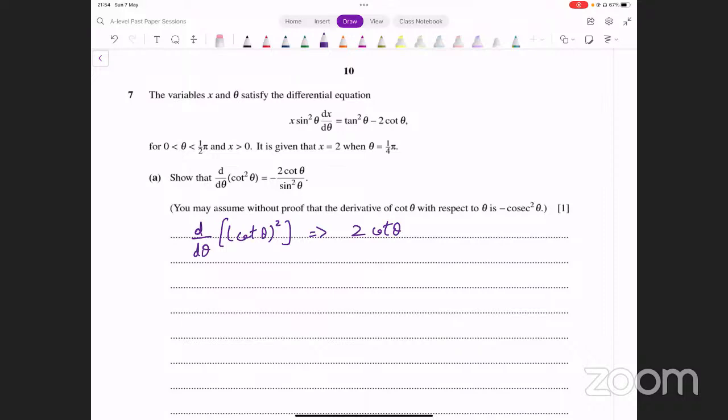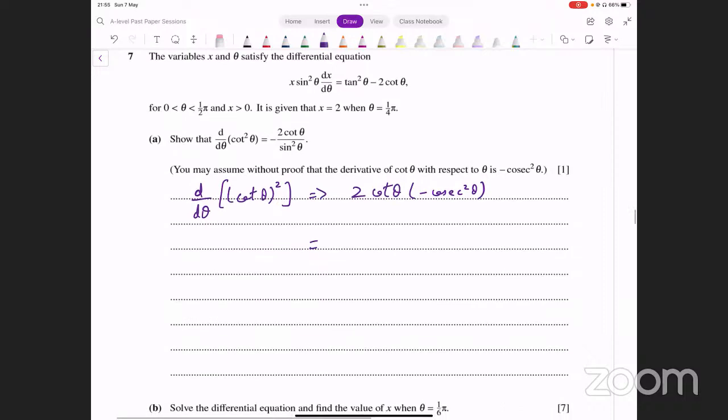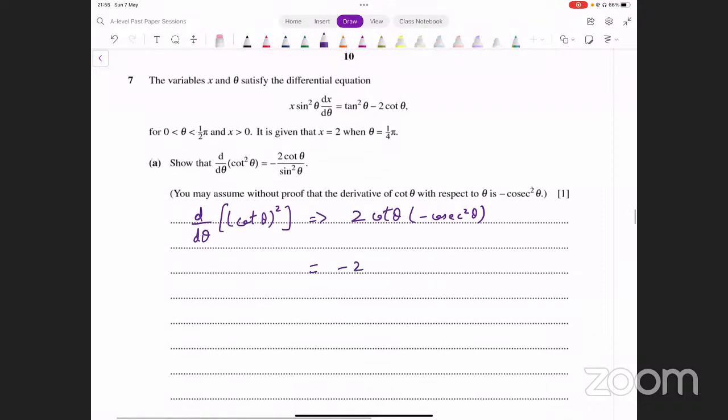Then you have to multiply with the derivative of cot theta, जो उसके अंदर वाला part होता है, base of the power, उसके derivative से आपको multiply करना है. What's the derivative of cot theta? They've given us here, that is minus cosecant square theta. You'll multiply by that. Okay, so this is what the derivative of cot square theta turns out to be. It's minus 2 cot theta into cosecant square theta.